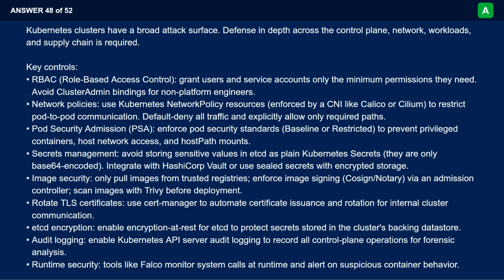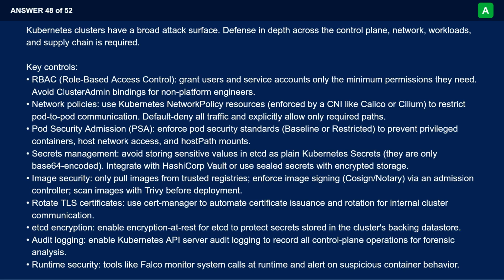Secrets management: avoid storing sensitive values in etcd as plain Kubernetes secrets. They are only base64 encoded. Integrate with HashiCorp Vault or use sealed secrets with encrypted storage. Image security: only pull images from trusted registries. Enforce image signing, cosign/notary, via an admission controller. Scan images with Trivy before deployment.